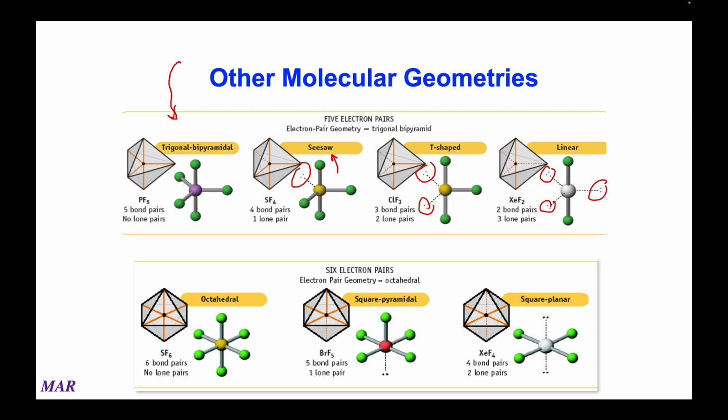The bottom is for octahedral electron pair geometries. So all 3 of those would be octahedral EPG, no lone pairs, EPG and MG the same. If you have 1 lone pair, it creates the square pyramid. And if you have 2 lone pairs, it creates what's called square planar.